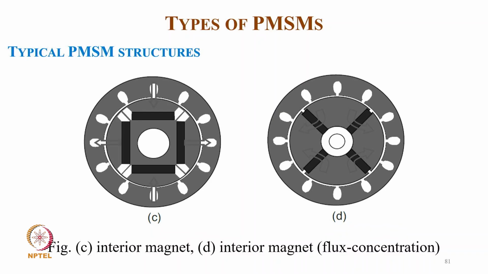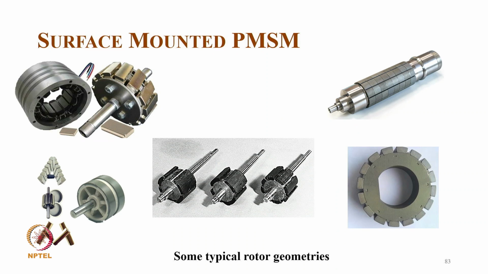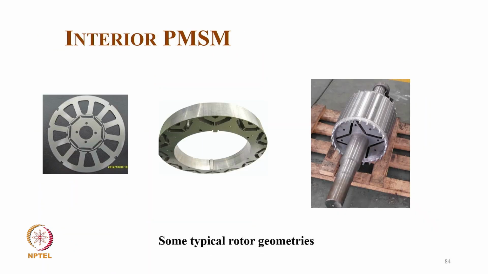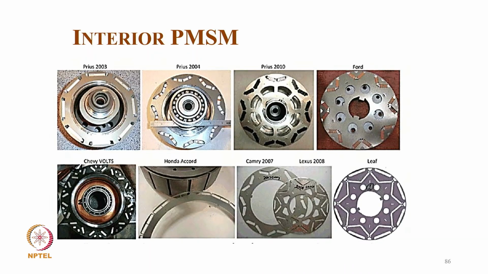Then typically interior magnet, with flux concentration, and then surface synchronous PMSM with surface mounted magnets, as you can see here. Then there are a lot of typical models of surface mounted typical geometry, as you can see, probably many geometries with surface mounted for low speed application. And then interior permanent magnet, as we discussed for electric vehicles, and many other typical rotor geometries, especially with the flux barrier. That is another typical rotor geometry.